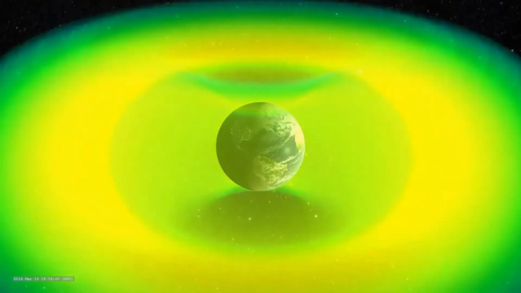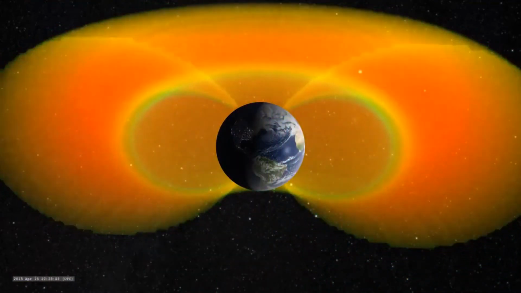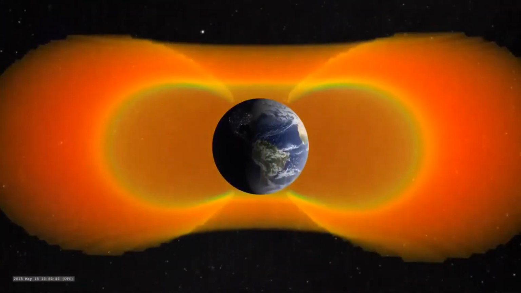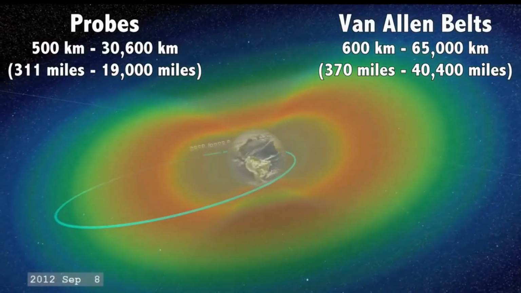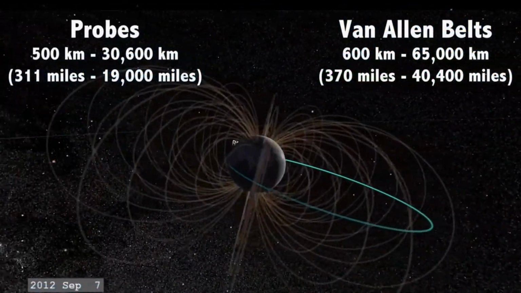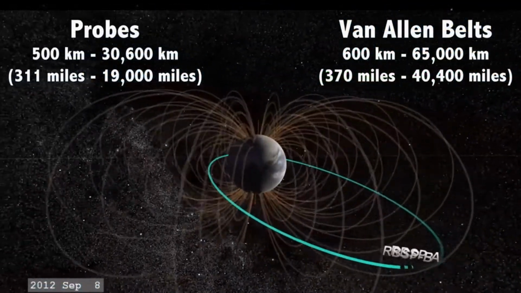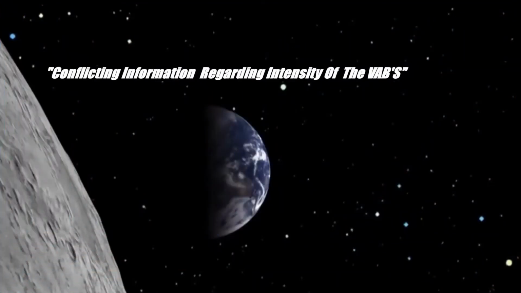From here, these charged particles in the magnetosphere, mainly protons and electrons, are trapped inside Earth's magnetic field. Within Earth's magnetic field, these charged particles are now influenced by Earth's magnetic north and south poles, traveling along magnetic field lines. Hence, the Van Allen belts are in constant flux and form one of the many pertinent factors to consider when sending manned missions through this area. Conflicting information regarding intensity of Van Allen belts.